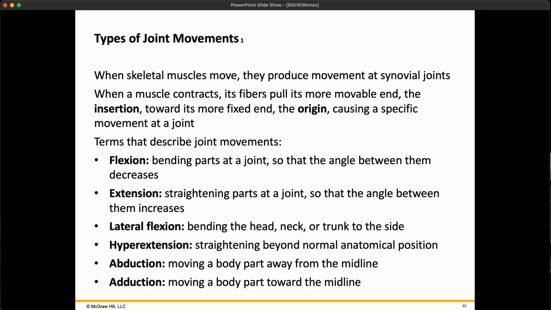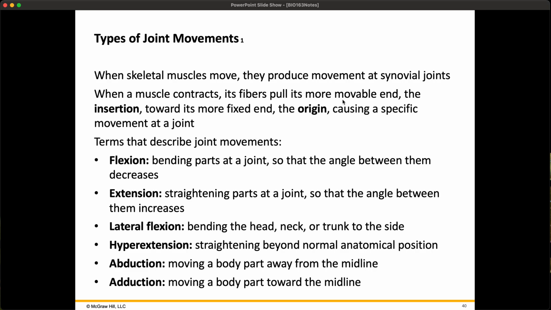I'm going to go through this a little bit faster because this is somewhat of a throwback to, well, I guess we didn't really get into this in Chapter 1, but some of this stuff hopefully is just straight memorization. There's no real intense concepts here. So when skeletal muscles move, they produce movement at synovial joints. So when we decide to flex your elbow, your body is sending a signal to the muscles, and that joint is then moving.